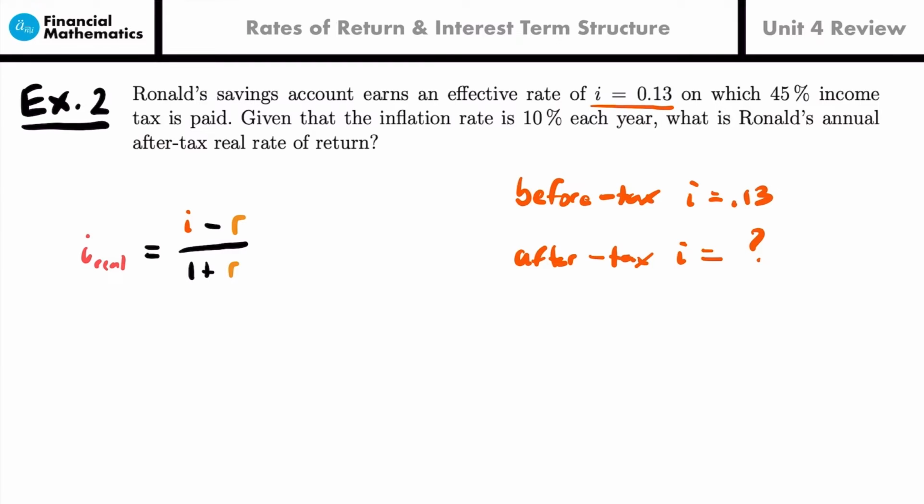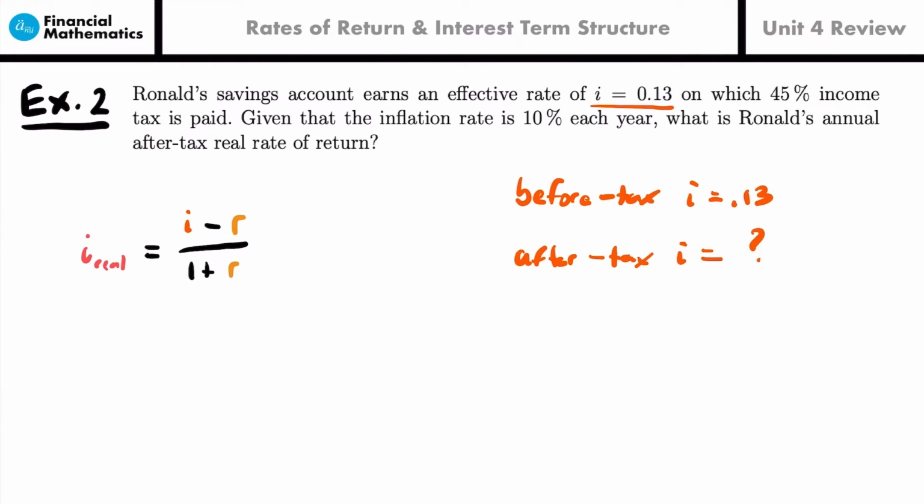Well, we have to think about what it means for Ronald's savings account to pay 45% income tax. Essentially, what that means for our calculations is that even though his account is earning a 13% interest rate, he's really earning less than that, since 45% of it is going to be used for paying off his income tax, right? He doesn't actually get to keep 45% of the money that he earns in that account for the year.